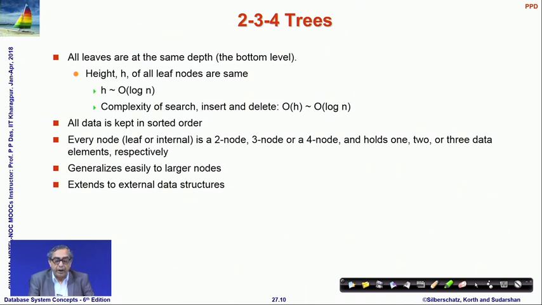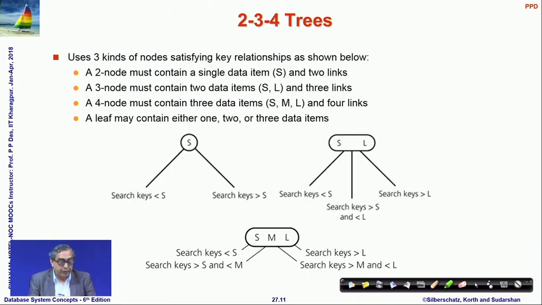A 2 node holds one data item, a 3 node holds 2 data items, and a 4 node holds 3 data items, and they get the names 2 node, 3 node and 4 node based on the number of children that they can have. The 2 node can have 2 children, the 3 node 3 children, and the 4 node 4 children. They can generalize easily to larger nodes, and it extends very naturally to external data structures. So, that is the basic idea of the 2-3-4 tree. Let us go through it in a little more detail.